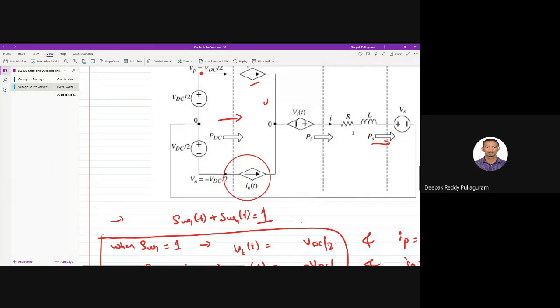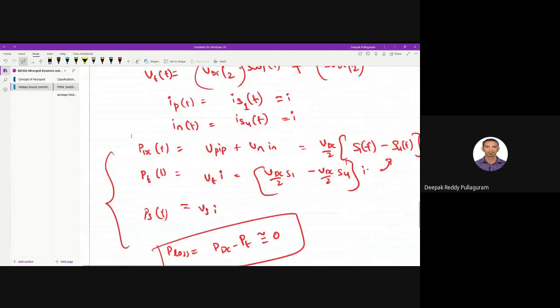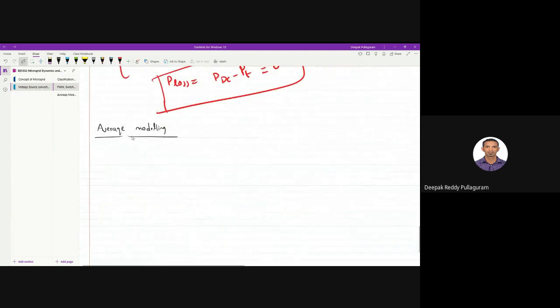So let me write the dynamic expression for this. What should be the dynamic expression? For i, because there is only one dynamic component. What is the dynamic component we have here? Can anyone say? Inductor. Inductance, yeah.